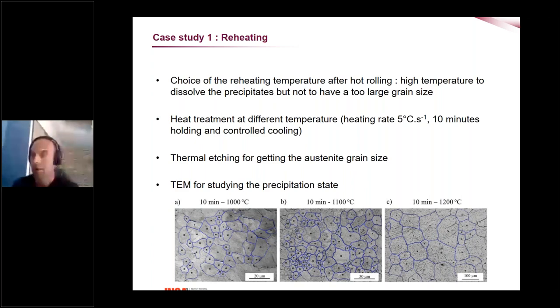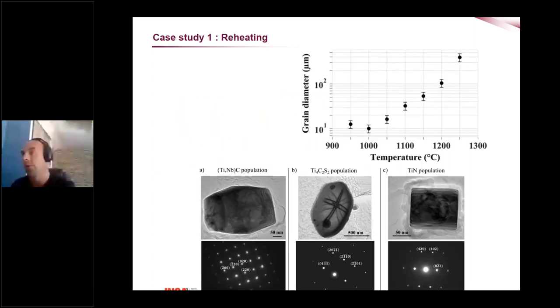This shows different results of thermal etching that you can see here. But then we ended up with this: we were able to plot the grain diameter as a function of the temperature. And we were looking at different types of precipitates: titanium nitride, Ti4C2S2 populations, and the one that was very interesting, the titanium-niobium carbide populations, because it's the one responsible for the hardening of our steels. So we have the grain diameter as a function of temperature.